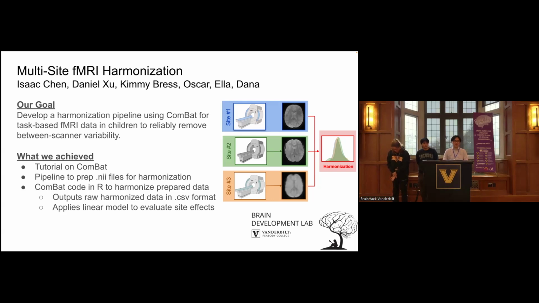And ultimately we decided to look at harmonizing values at the ROI level. So our task is a visual rhyme task where the kids are asked to decide if 2 words rhyme or not in the scanner. And we chose 3 ROIs of interest, specifically the inferior frontal gyrus, the left superior temporal gyrus, and the left fusiform gyrus. So we looked at these three ROIs. We took an average of the values inside and harmonized those values across different data sets.